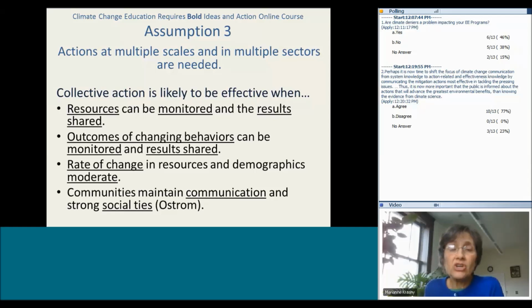Thirdly, the rate of change in our resources, or the resources that, say, a community is focusing on. She applies this to climate change in the particular article that's quoted at the back, but she worked a lot on things like fisheries resources or forest resources, more traditional natural resources. So the rate of change in resources and in demographics is moderate. I think that one's a little problematic for climate change, in that the rate of change seems to be increasing rapidly. And then finally, communities maintain communication and strong social ties. So getting back to sharing information, people are communicating with each other, but there's also this social capital. People trust each other and they have social connections.